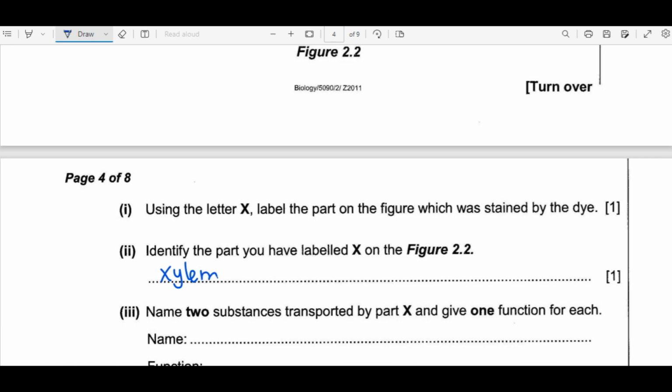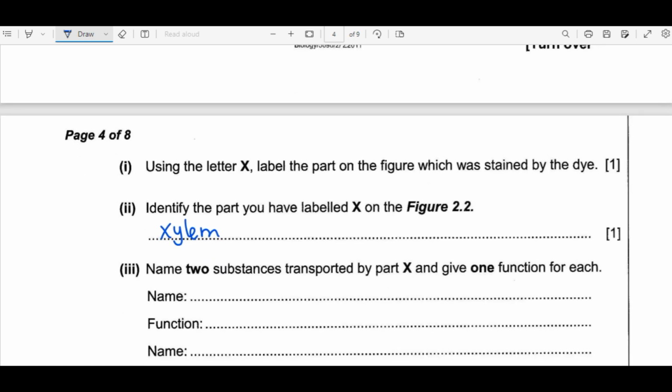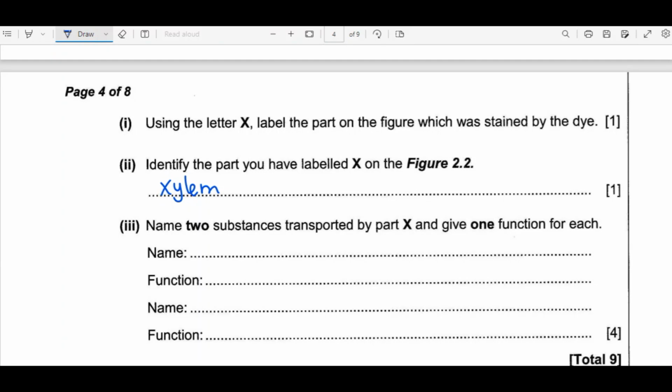Remember, xylem transports water and solutions. Name two substances transported by letter X and give one function for each. The first one, water. Then a function: for photosynthesis.